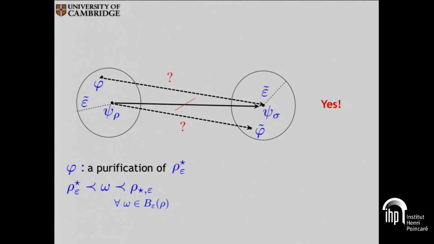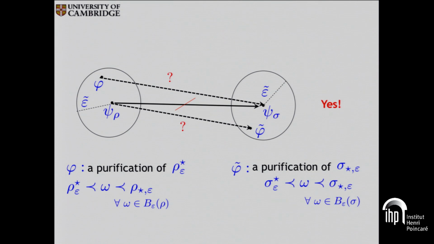It is a particular purification of rho upper star epsilon, which satisfies this majorization relation. And here, this is again a particular purification of sigma lower star epsilon, which satisfies such a majorization relation. And what is this epsilon? This epsilon tilde, which is the distance between the bipartite pure states, is given by this relation, where epsilon is given by this expression. Here, Ri and Si are the Schmidt coefficients of these two bipartite states, psi rho and psi sigma respectively.